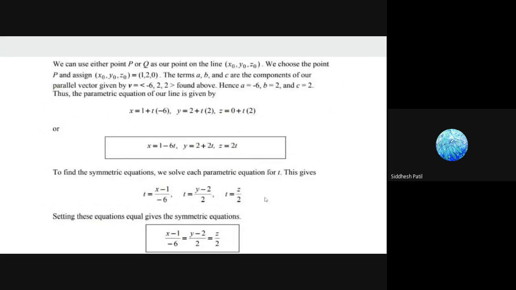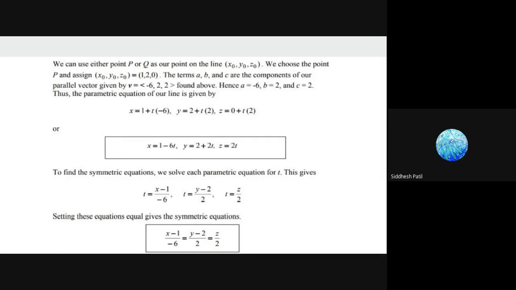We can use either point P or Q as our point on the line (x0, y0, z0). Now we choose the point P and assign the values 1, 2, 0. The terms A, B, and C are components of the parallel vector, which we just found above. V is equal to (-6, 2, 2).